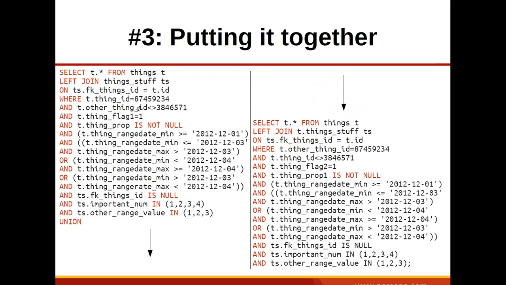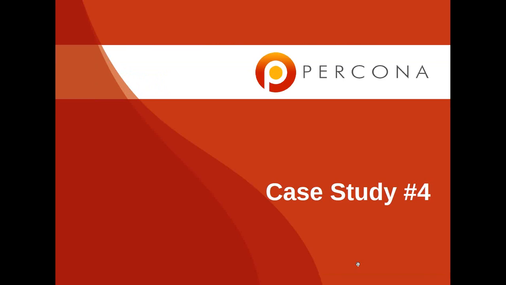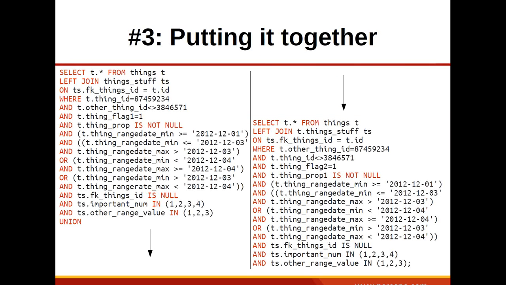Okay, so putting it together, put the rewritten query back into the original one. So the rewritten query is like this. It continues here. On the left-hand side, you can see the first part of the union. On the right-hand side, you can see the second part of the union. And this query will be fast.